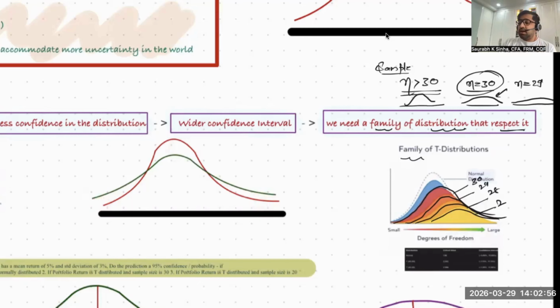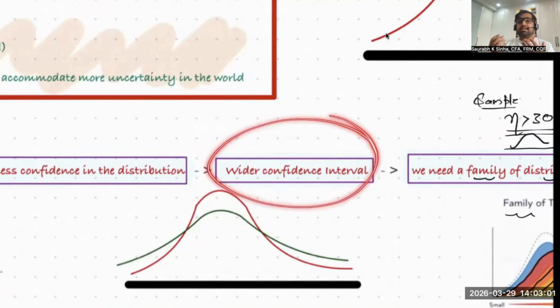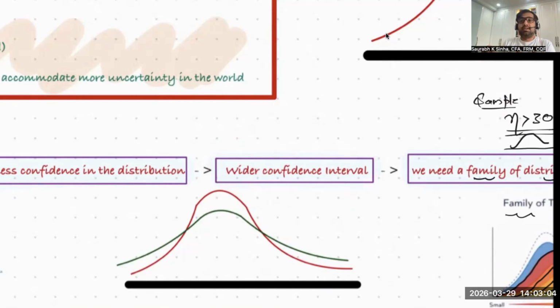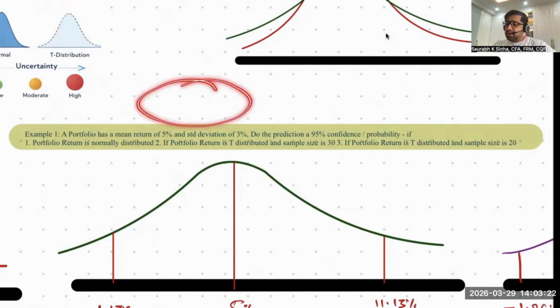Okay. Now, what do we have to understand? We have to understand why a wider confidence interval, why a wider prediction interval, and we'll try to understand with the help of one example. The example says that a portfolio has a mean return of 5%. So you have a portfolio with multiple stocks, say 100. Multiple equities in this portfolio. Some would be like Tata Steel, others Meta, others TCS, whatever. And the mean return of that portfolio is 5%, and the standard deviation of the portfolio is 3%.